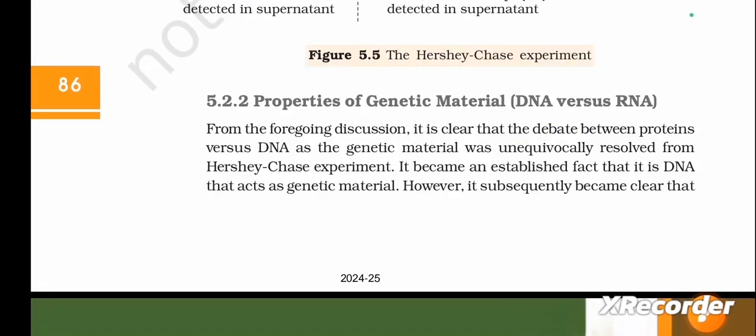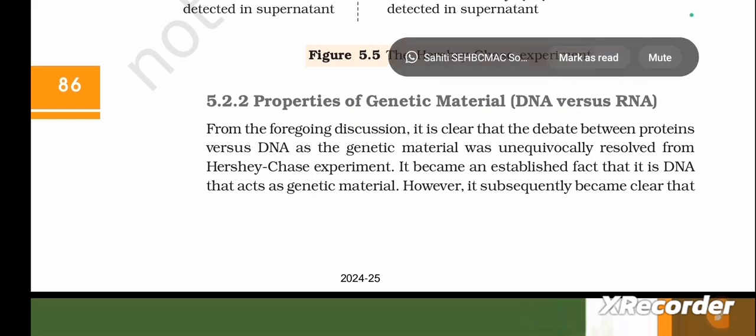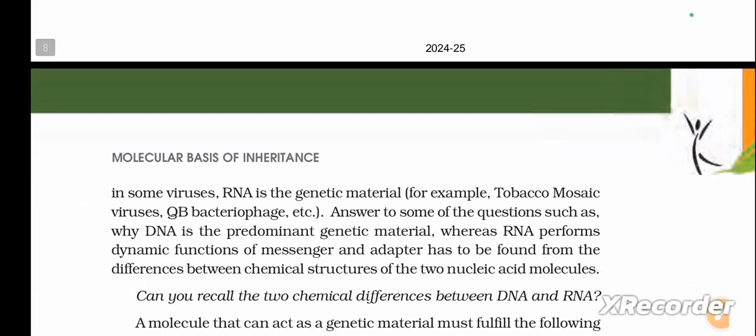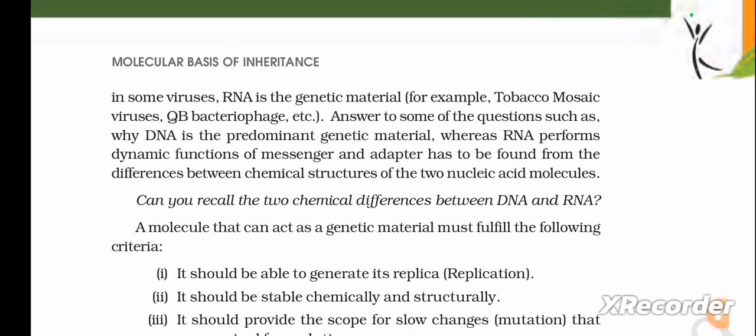Next, properties of genetic material, DNA versus RNA. From the foregoing discussion, it is clear that the debate between proteins versus DNA as the genetic material was unequivocally resolved by the Hershey-Chase experiment. It became an established fact that it is DNA that acts as genetic material. However, it subsequently became clear that in some viruses, RNA is the genetic material. For example, tobacco mosaic virus, Qβ bacteriophage, etc.